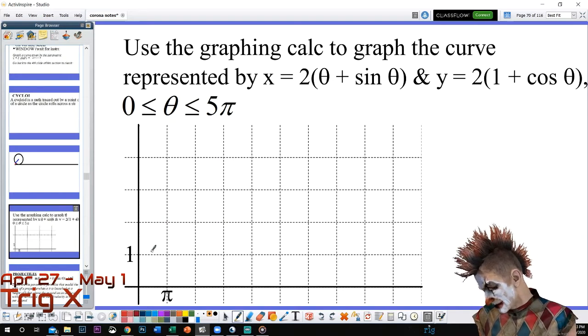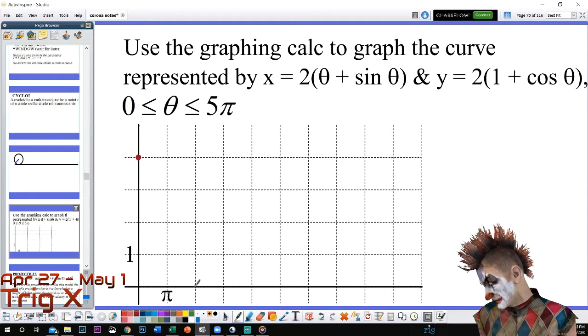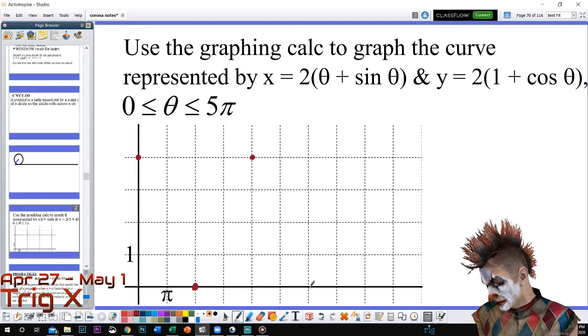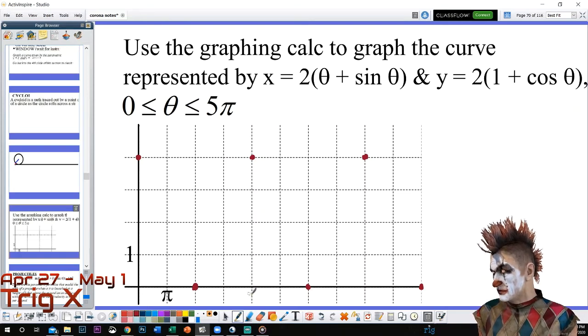Let's do it. First point you have should be 0, 4. And then you should have a point at 2 pi, 0, 4 pi, 4, 6 pi, 0, 8 pi, 4, and then here at 10 pi. So notice these are counted by pi's. If you didn't do this already when you saw that pi, you should change your window so that your tick marks are counted by pi.